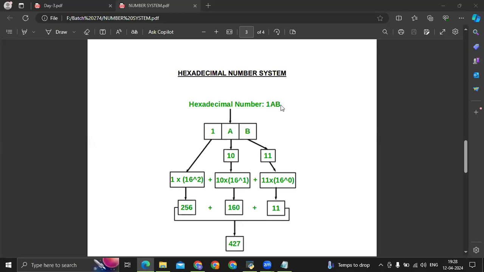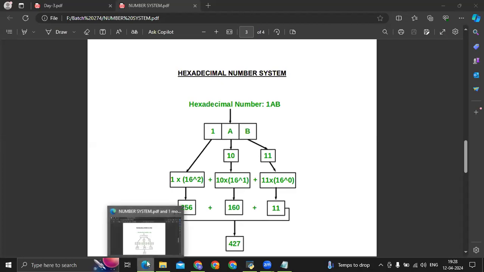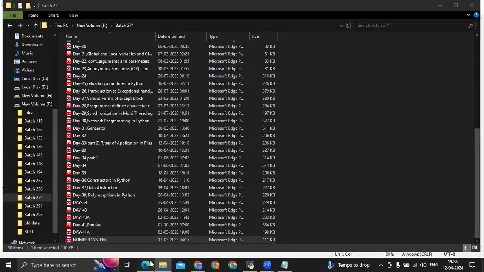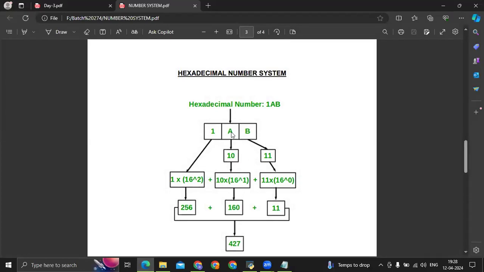0x1AB, because we have the digits A till F. Now B is considered as 11 and A is considered as 10. If we go ahead with it, we can see the number system data. A will be considered as 10 and B is 11. Now A is 10, B is 11, and 1 will remain 1. So we have 0 to 9, and after that, we have A till F.